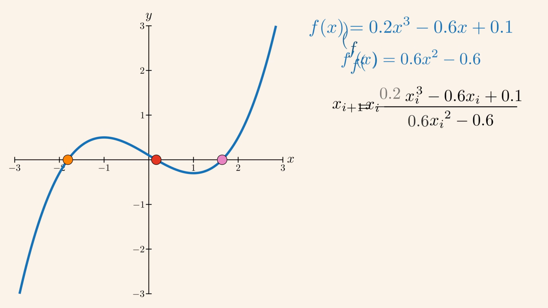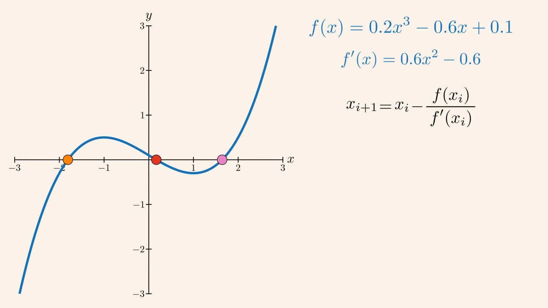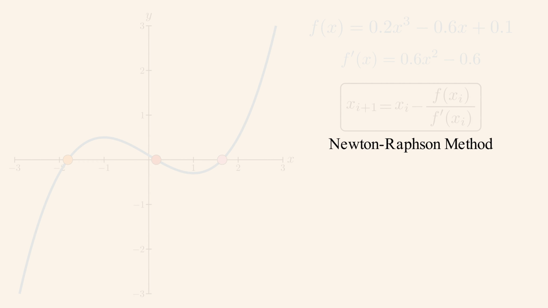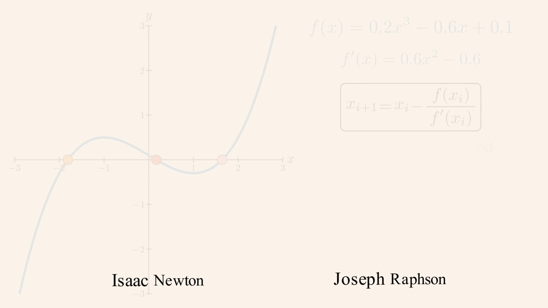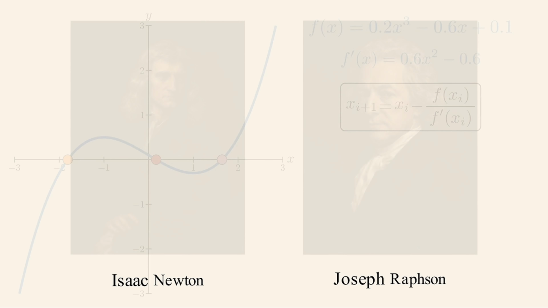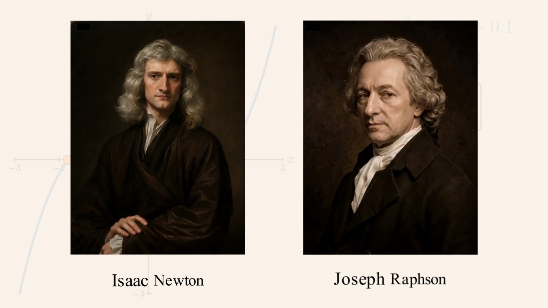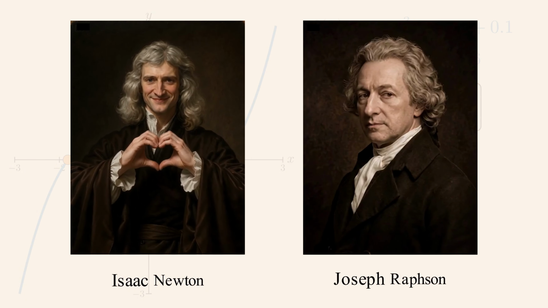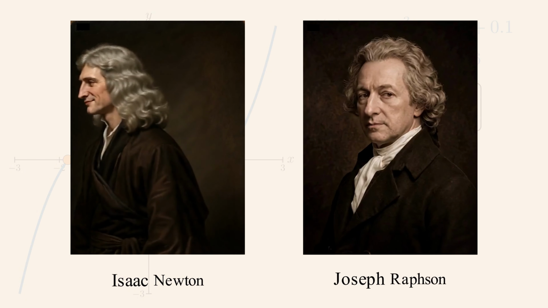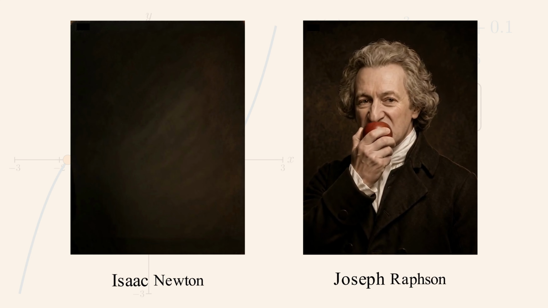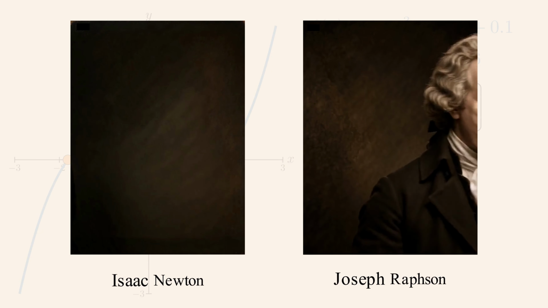Now let's learn something about the formula itself. This is called the Newton Raphson Method. As the name suggests, this method is connected to both Isaac Newton and Joseph Raphson. Newton developed an earlier version of the idea while working on equations using successive approximations. Later, Raphson presented a clearer and more direct version for polynomial equations.